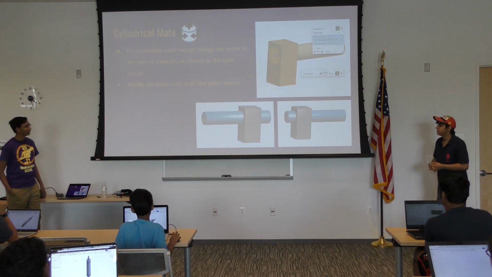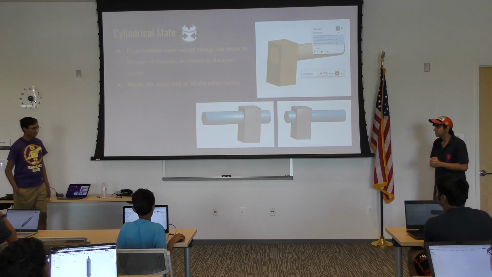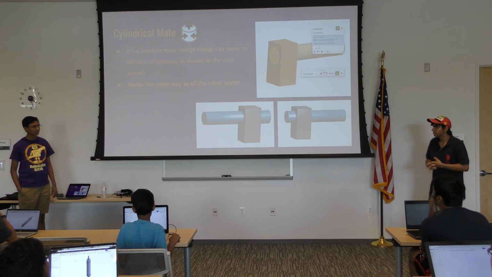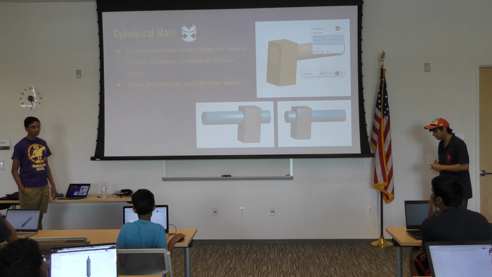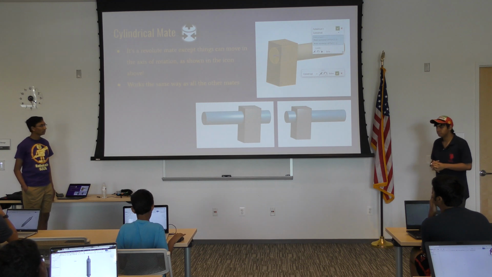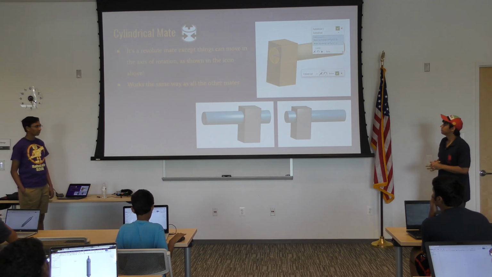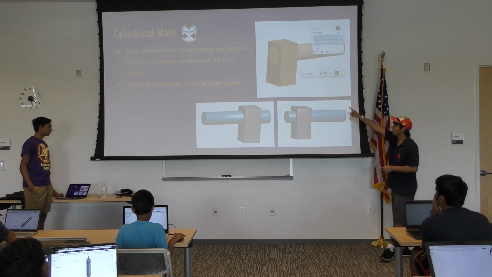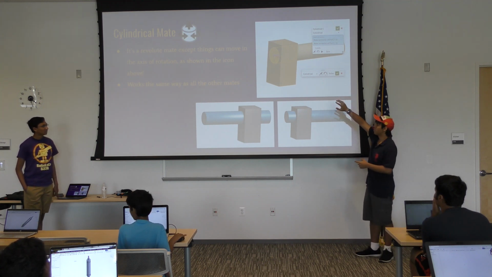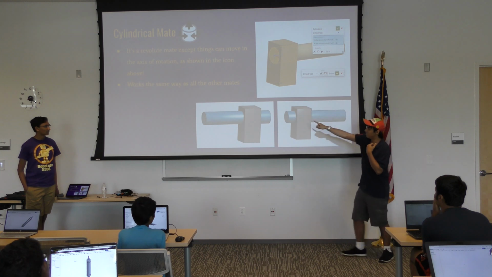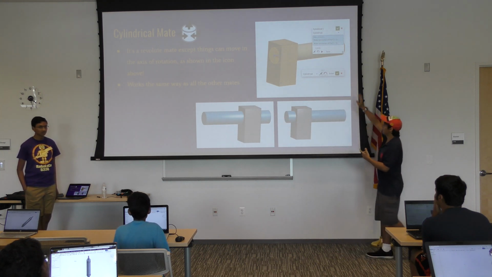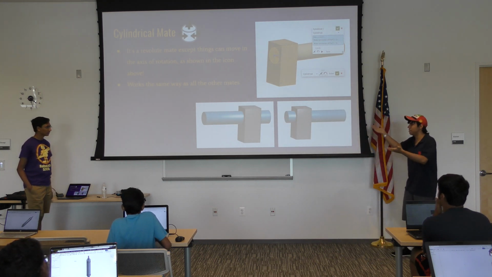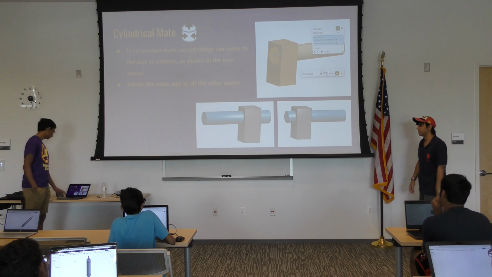Okay, cylindrical mate. This is also like a revolute mate, slider mate. It allows it to rotate in the z-axis, but there's no real constraint on the distance at all. So it's just an easy way to get the revolute mate done quickly without looking at offsets and stuff. And it works the same way as the other one, except you can move it this way or this way. And you can also add limits to this. So I guess you could use this as a slider kind of.